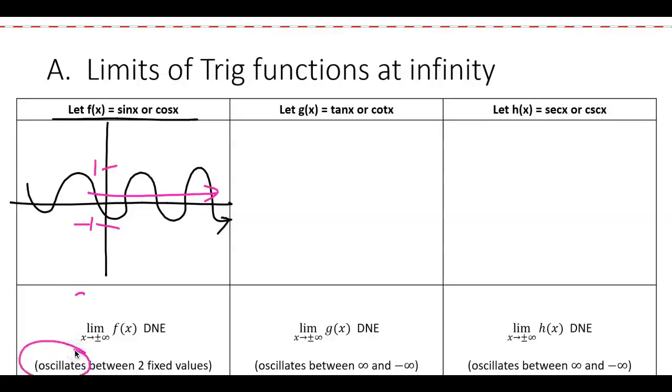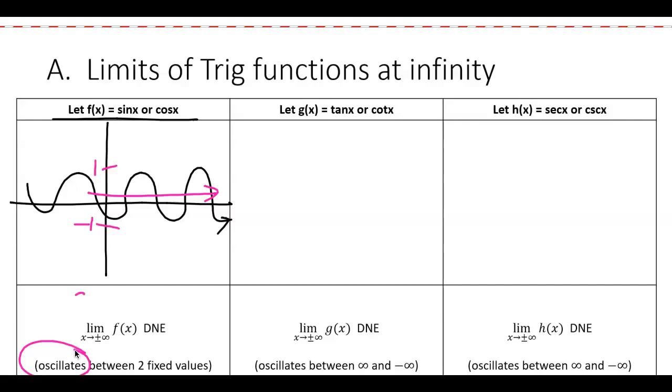There's the word down there, oscillates. We call that an oscillation. Oscillation means things that rotate or have a periodic or repetitive type of behavior back and forth. So trigonometric functions oscillate. And so if you're trying to find the limit at infinity for sine or cosine, it doesn't have one. The limit doesn't exist because it's not approaching anything in particular. It just continually bounces back and forth between two fixed values.